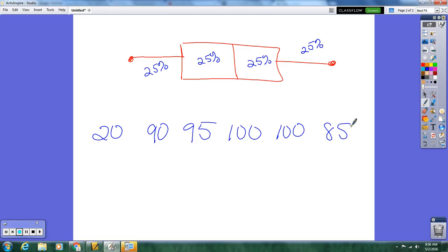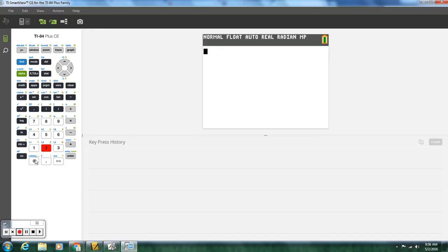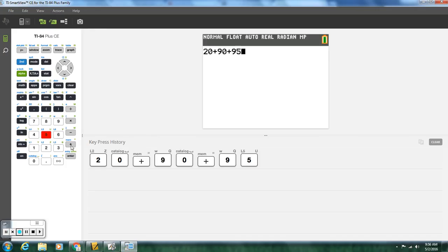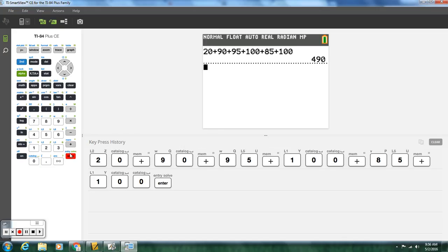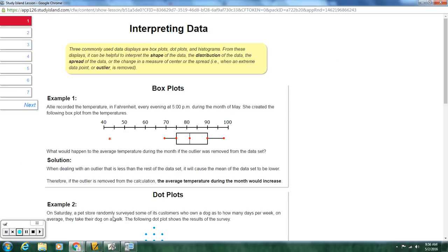So if I average these numbers, 90 plus 90 plus 95 plus 100, what else did I put in there? 85, did I have 2? Yeah. Another 100. Okay, so plus 100. So 1, 2, 3, 4, 5, 6, so divide that by 6, I get 81.67. Now the question says, what happens if we take that outlier out of there and average it again?